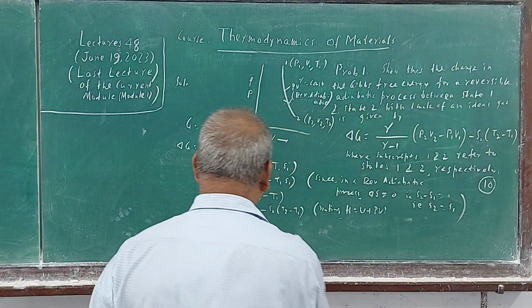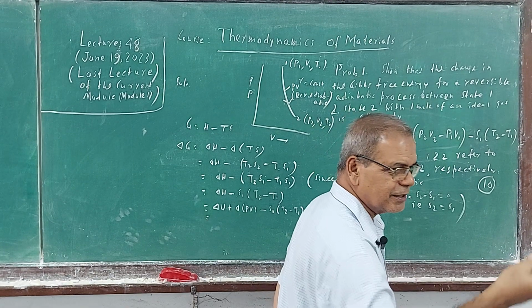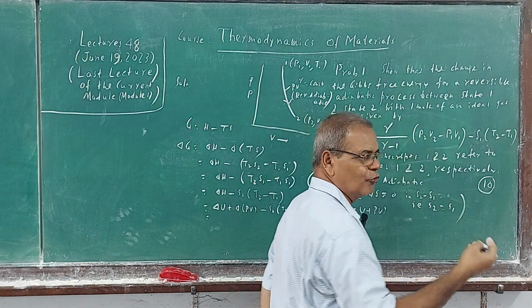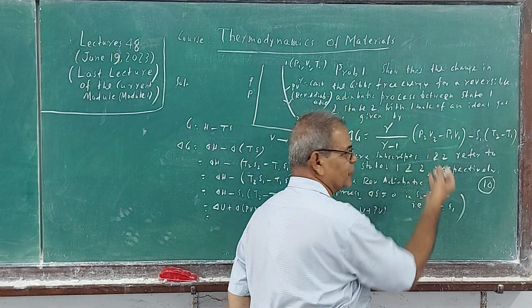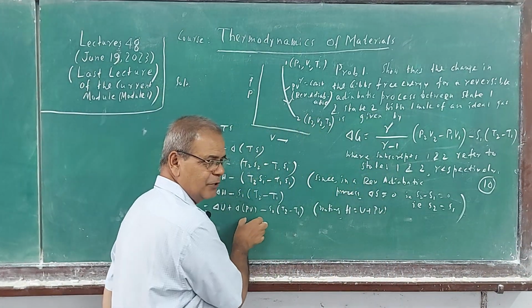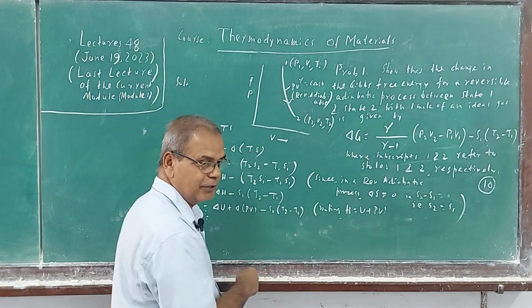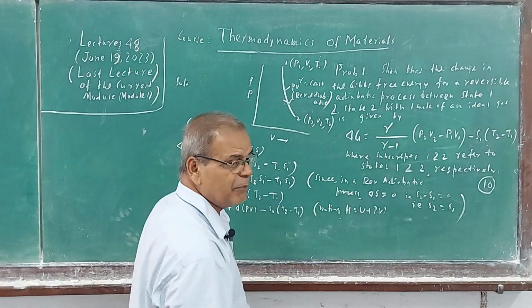This is damn easy. P2 V2 minus P1 V1. This is tantalizing food given to you. P2 V2 minus P1 V1. See, they are showing. You are very close. 10 marks.